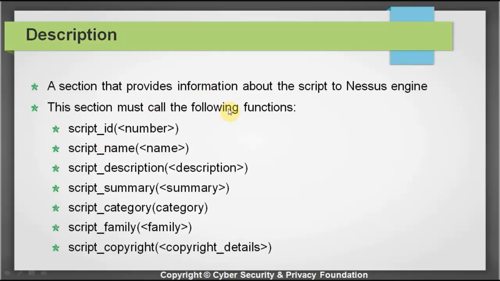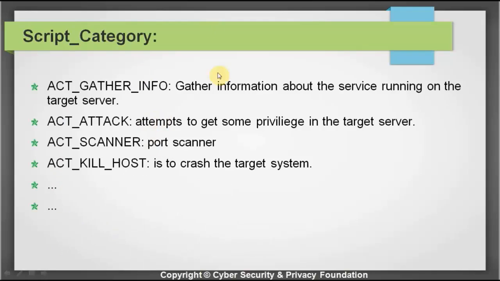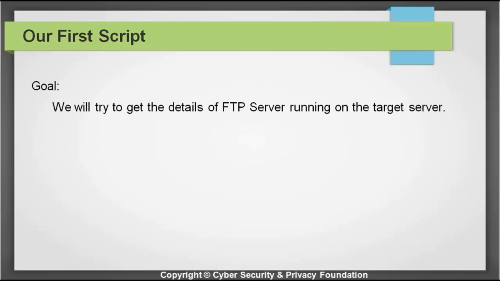So what is in the description section? In this section you give the information to the Nessus engine, and over here you have your basic things like script ID, script name, script description, summary, category, family, copyright, all these things. And you have different script categories like gathering info. This means the script will gather info. This is an attack script, a scanner script, and kill host will be used to crash a target system. All these different categories you have.